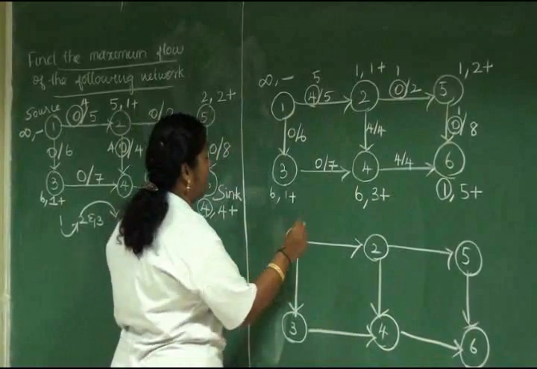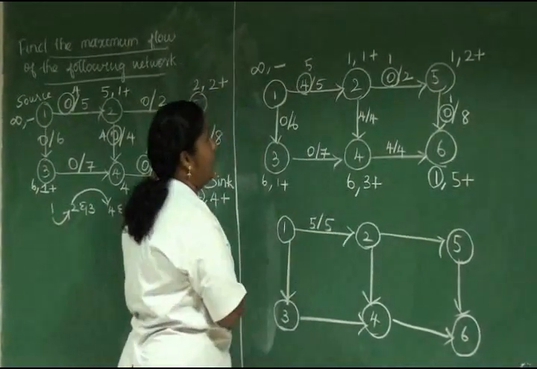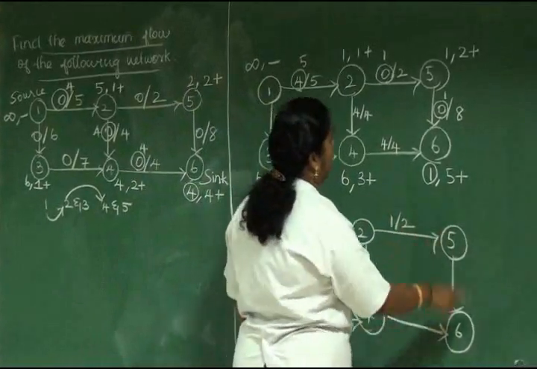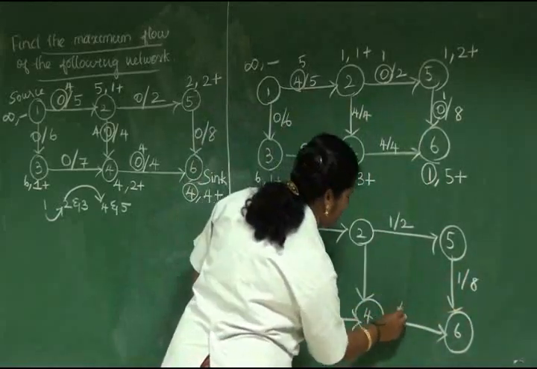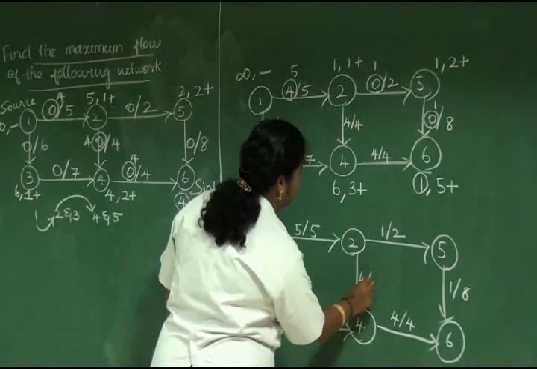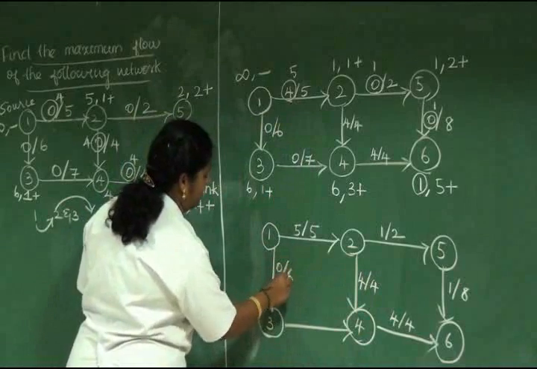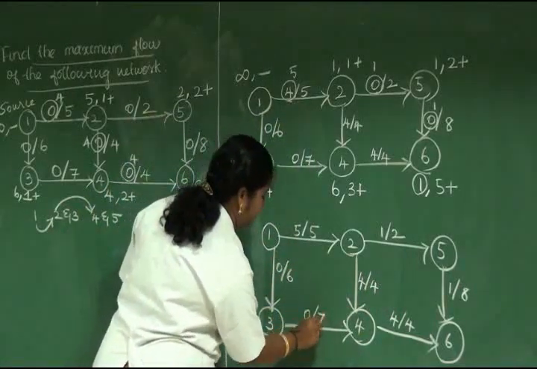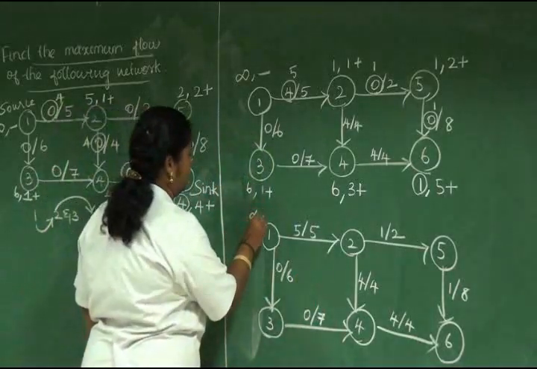So write the updated flow values: between vertices 1 and 2, it is 5 by 5; from 2 to 5 it is 1 by 2; from 5 to 6, 1 by 8; from 4 to 6, 4 by 4; from 2 to 4 again it is 4 by 4; from 1 to 3 it is 0 by 6; and then from 3 to 4 it is 0 by 7. So again vertex labeling has to be done.